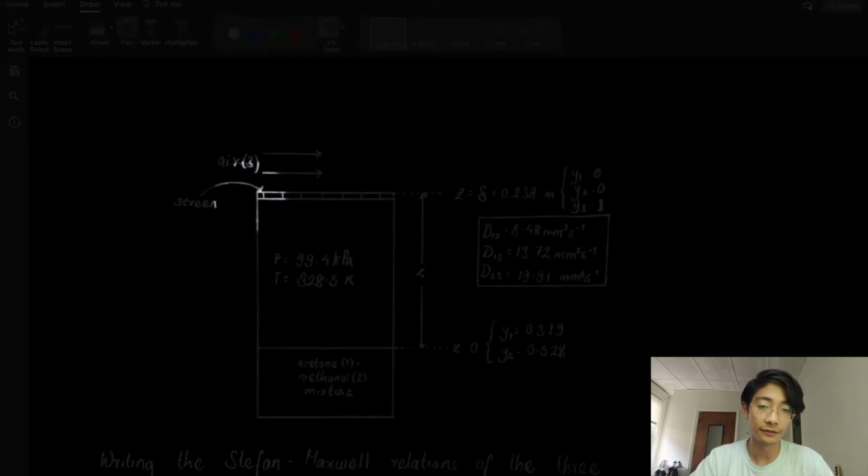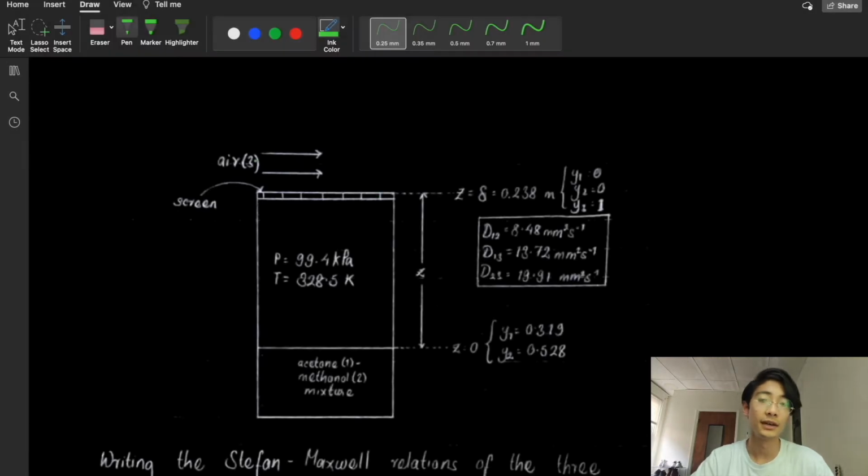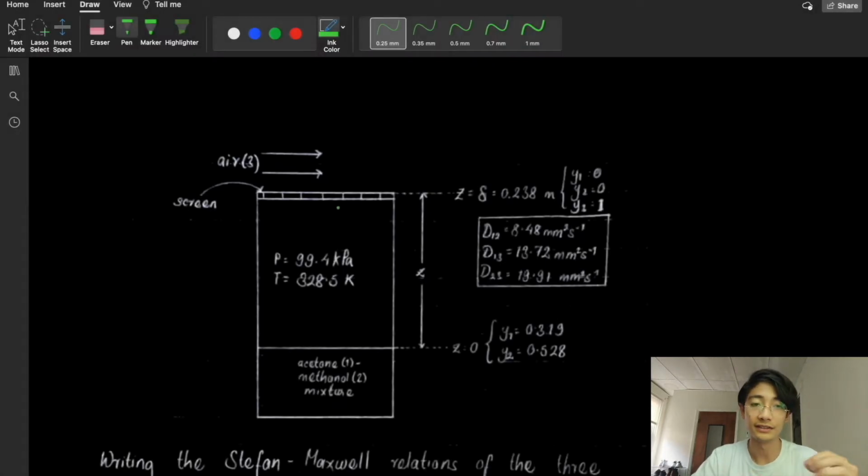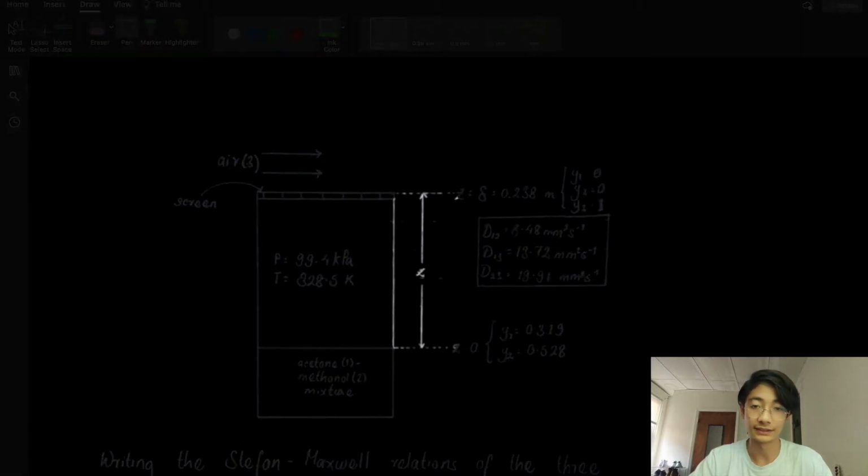One last thing, the main function that this screen serves is that when the air is moving at high velocity right at the top, the screen prevents the air from coming inside and creating turbulence inside the Stefan tube, so that it doesn't disturb the diffusion that's happening inside. One thing to note is that it's not preventing air from coming inside at all, it's just preventing the turbulences from being created. So yeah, with all that information, what we're trying to look at is how the mole fraction of the three components, the acetone, methanol, and air, will vary with the distance.